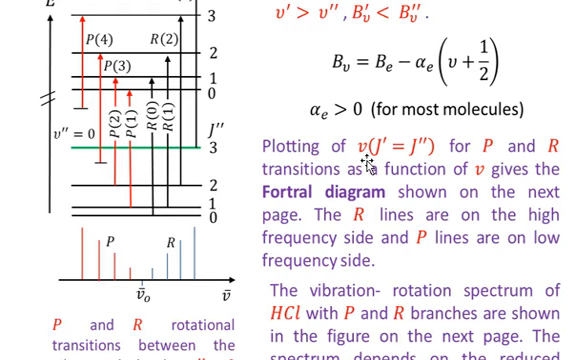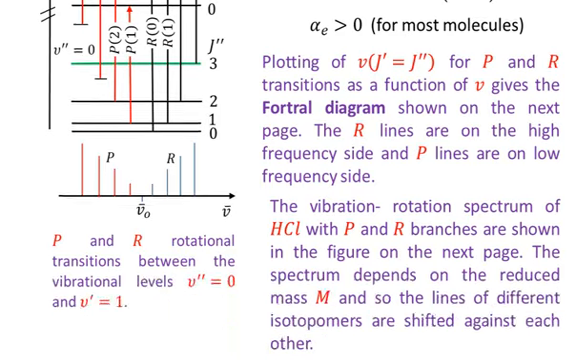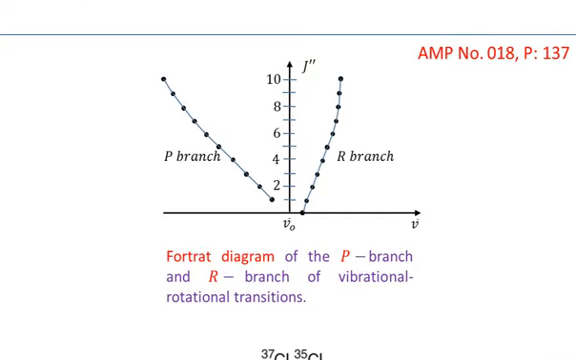Plotting of the frequency ν at the value of J' equal to J'' for P and R transitions as a function of frequency gives the Fortrat diagram shown on the next page. So let me show you that diagram. This is the Fortrat diagram, the Fortrat diagram of the P branch and the R branch of the vibrational rotational transition.